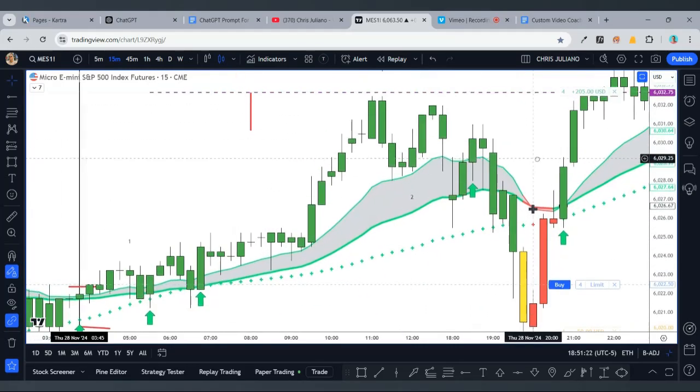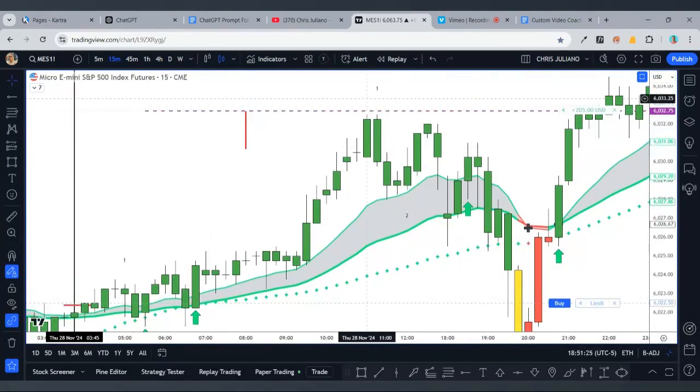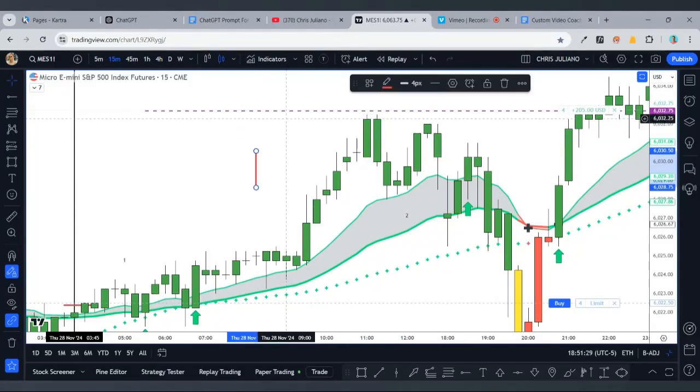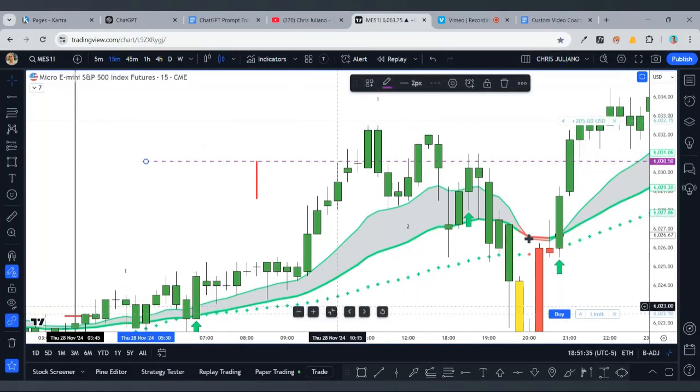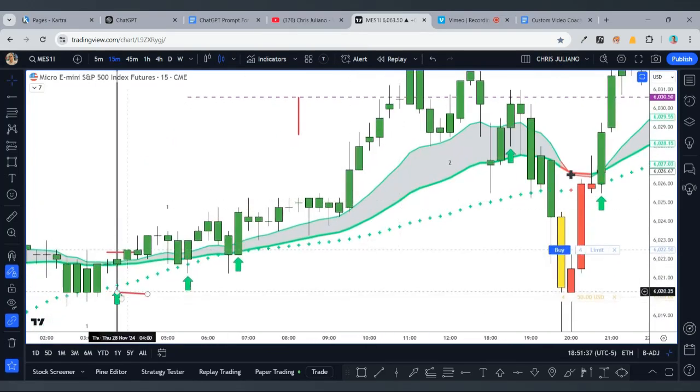So it would have stopped you out for profit at that 3-to-1 area, right here. Because what you're doing is following this with your stop loss. Here's your original stop loss, right here. And you're following this up just like this.